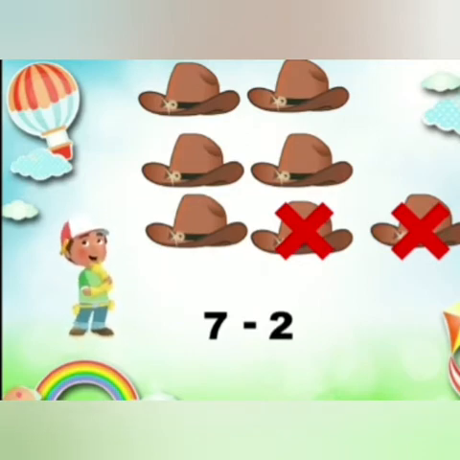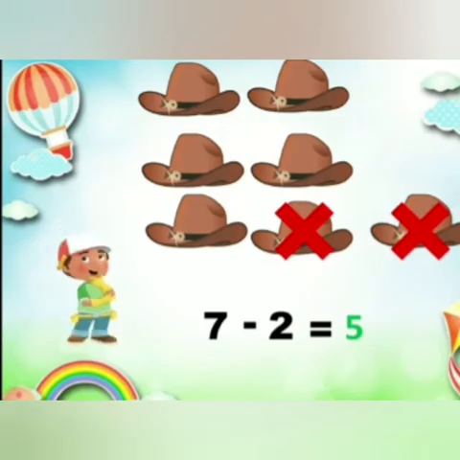So now let us count how many he has. 1, 2, 3, 4, 5. Now he has 5 hats. So 7 minus 2 is equal to 5. Let's see some more examples.